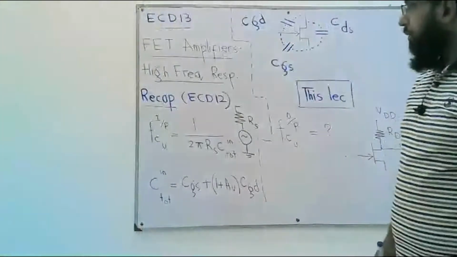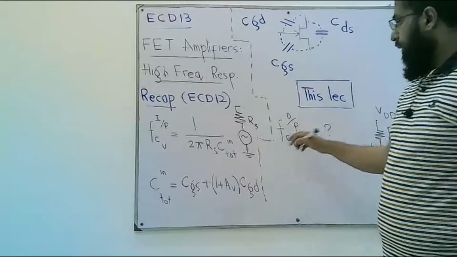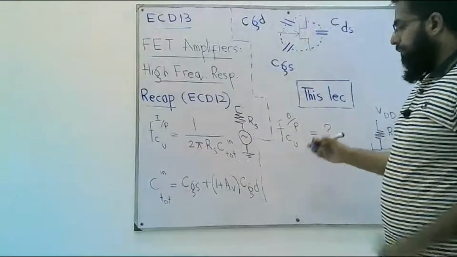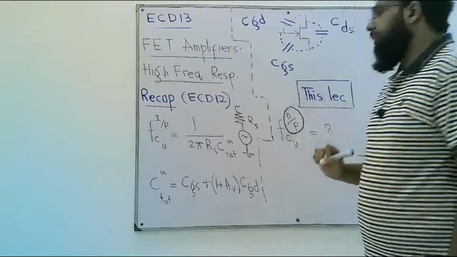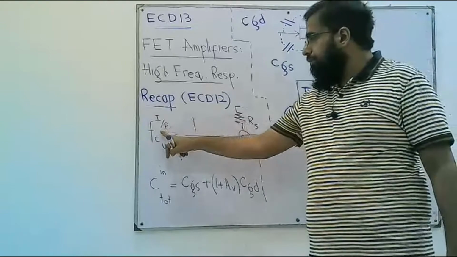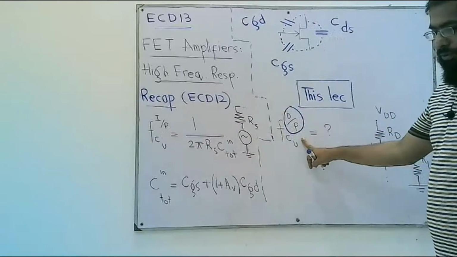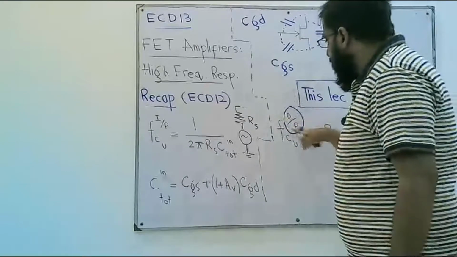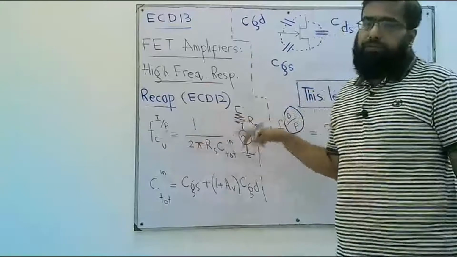So what we are going to do in this lecture is find the same upper cutoff frequency, but this time due to the output RC network instead of the input RC network. So let's see how to find FC, the upper cutoff frequency, due to the output RC network, and then we'll compare the two values.